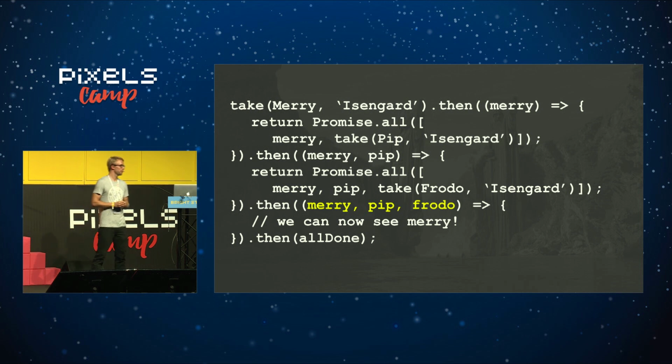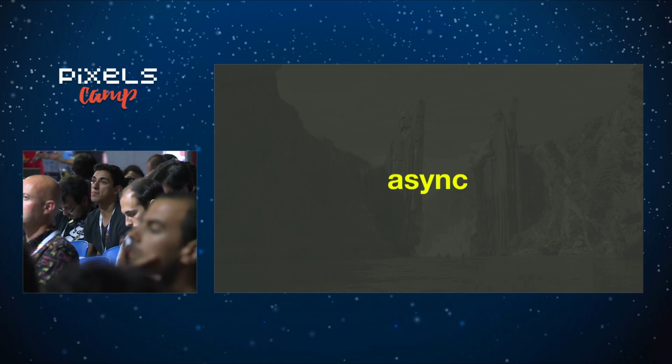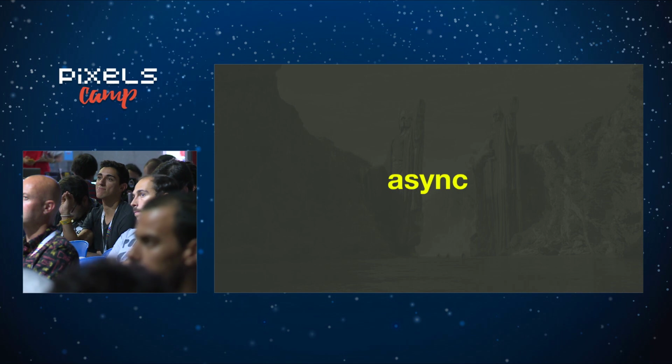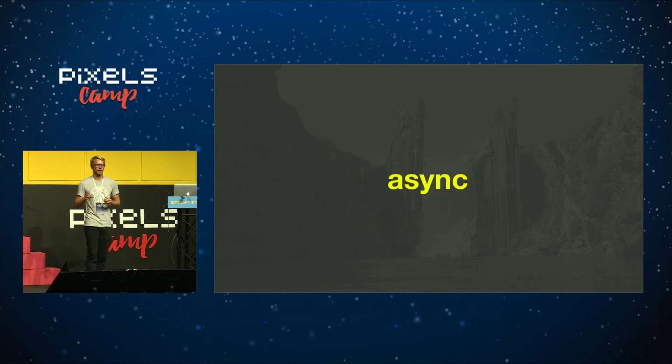So for those of you who've been paying attention, all the code that we were looking at in the previous slide wasn't really async at all. I mean, yes, our code did go away from the main loop and was called later, but all the requests that we made were really synchronous. So we waited to get Merry to Isengard before we tried to take Pip to Isengard.